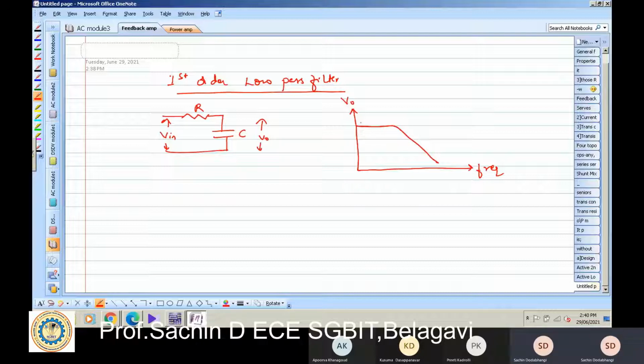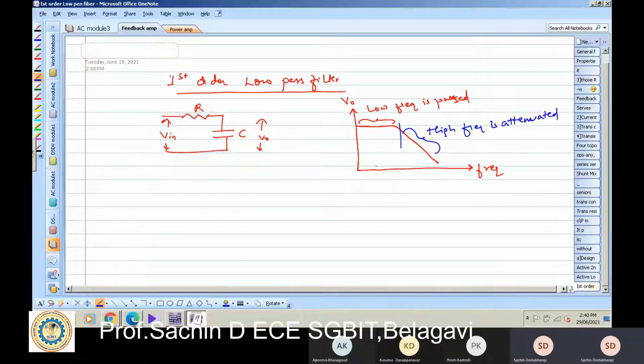Here only low frequency is passed, whereas after the cutoff frequency, this part of the signal, high frequency is blocked or attenuated. I can use the word attenuated. This is decided by the cutoff frequency. From 0 to the cutoff frequency, it is passing, whereas above the cutoff frequency it is attenuated, meaning it is blocking that signal.